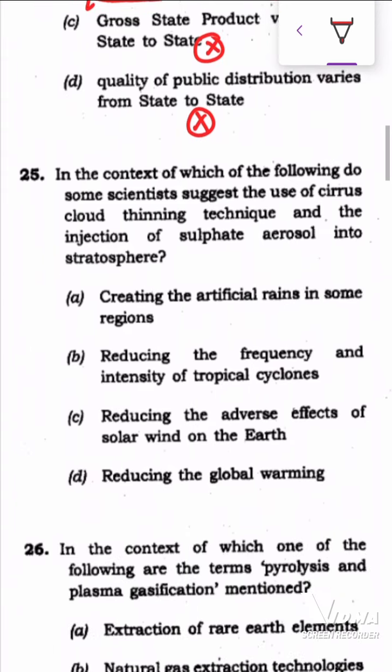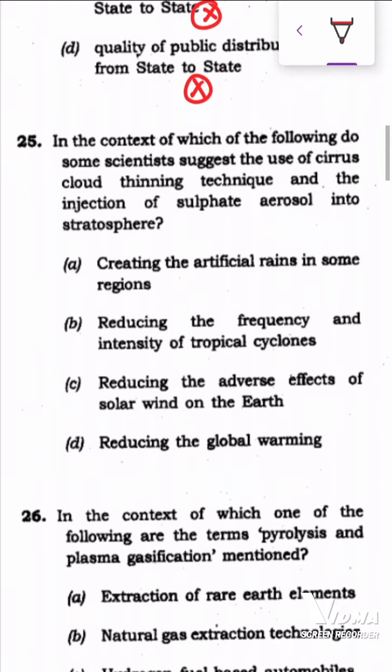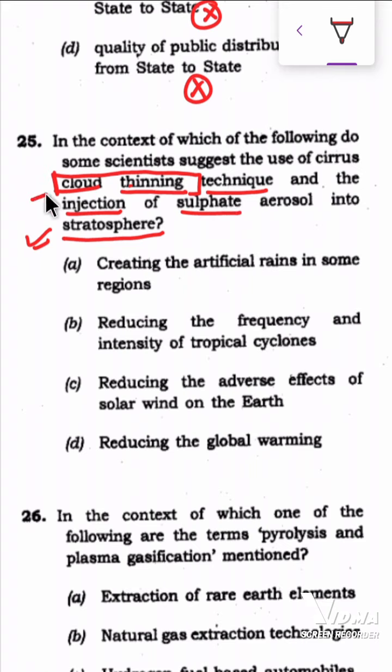Now let's go to question number 25. In the context of which of the following do some scientists suggest the use of the cirrus cloud thinning technique and injection of sulfate aerosol into the stratosphere? So basically the question is about the cloud thinning technique and the injection of sulfate aerosol into the stratosphere. And actually these are geoengineering approaches to reverse global warming.